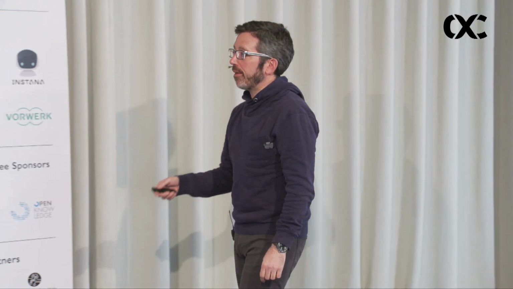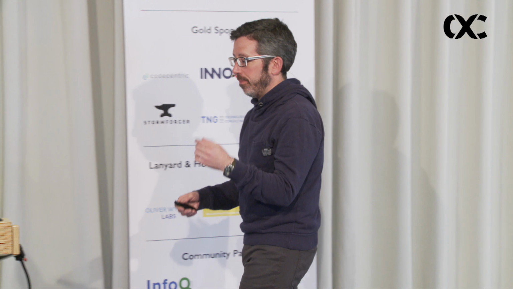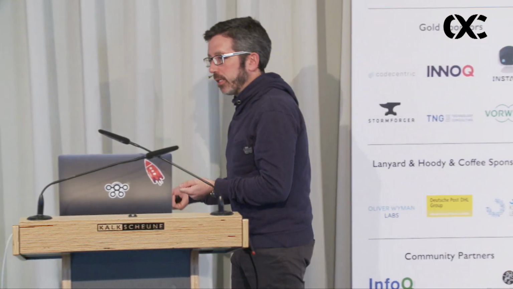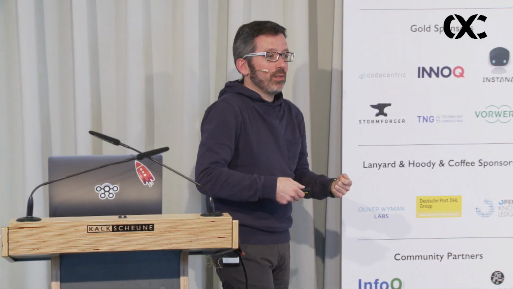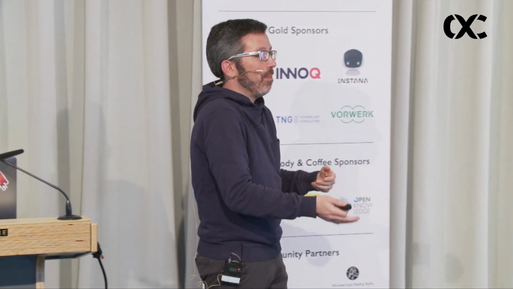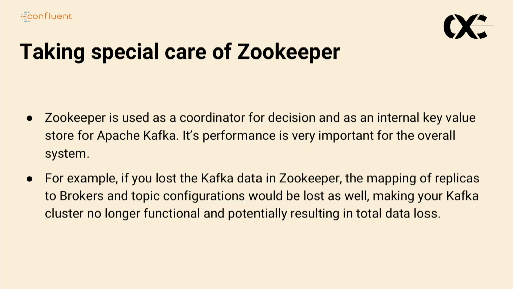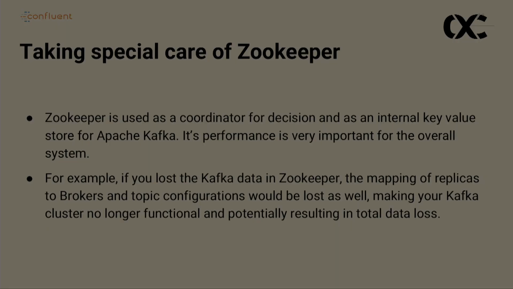In Zookeeper, Kafka stores, for example, things like the mapping of the replicas. So where each replica is living, who is the leader, etc. As well, the topic configuration. So imagine, if you lose Zookeeper, you cannot let Kafka know where each replica is being held. Just as an example, data loss in Zookeeper might result in a lot of trouble for Kafka.